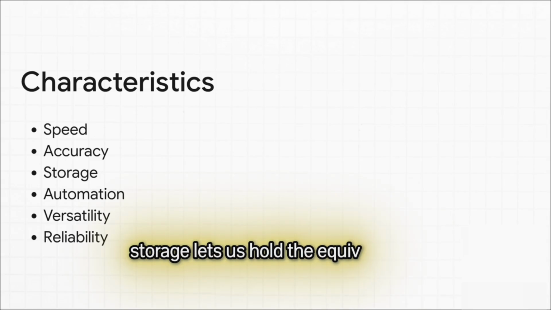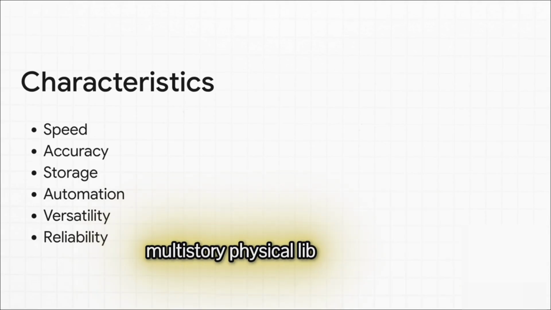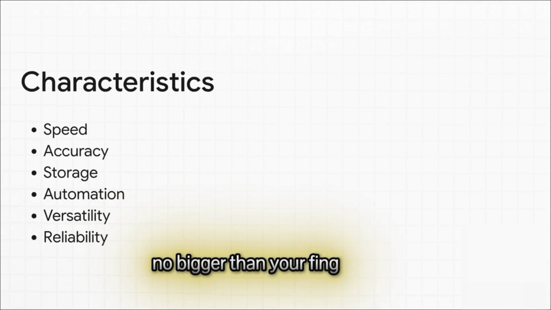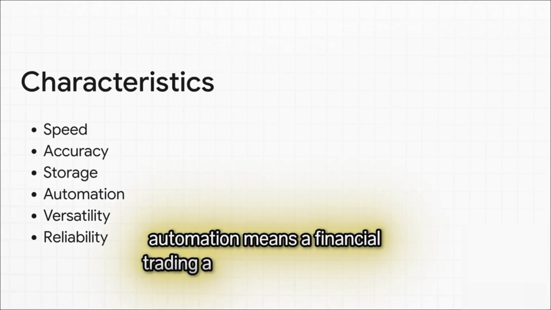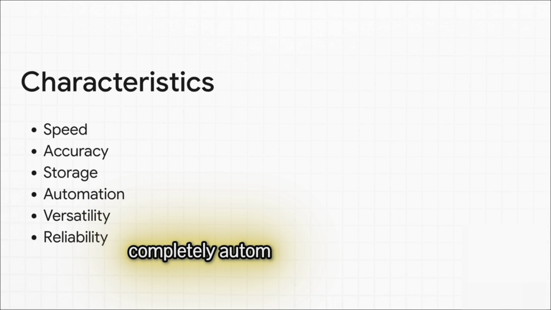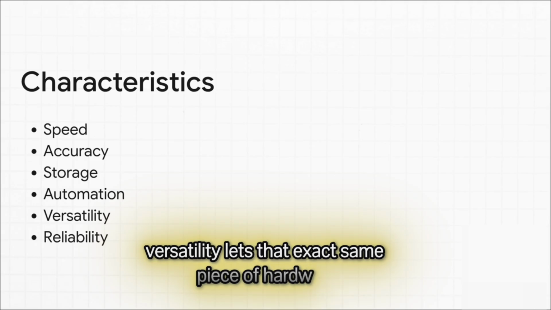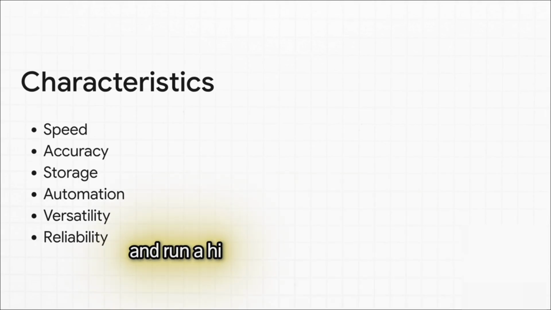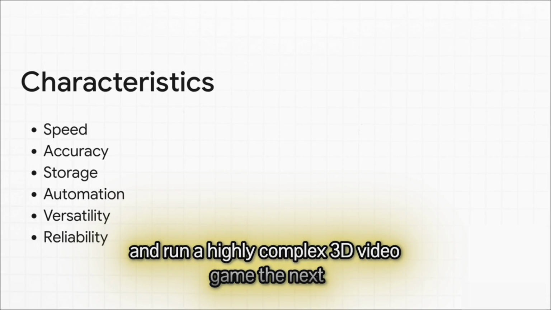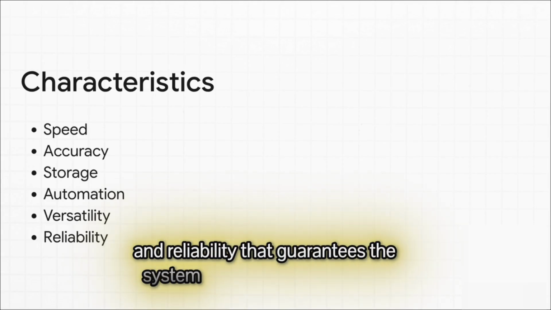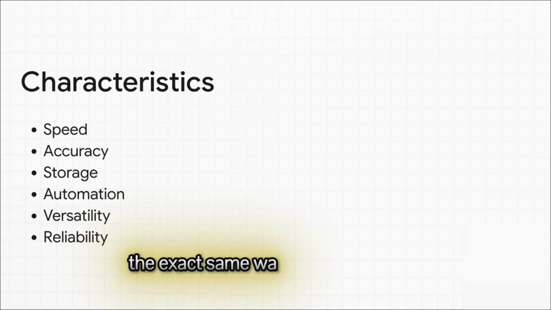Storage lets us hold the equivalent of a massive multi-story physical library on a piece of silicon no bigger than your fingernail. Automation means a financial trading algorithm just executes trades completely automatically while you're fast asleep. Versatility lets that exact same piece of hardware process a spreadsheet 1 minute and run a highly complex 3D video game the next. And reliability, that guarantees the system will perform these tasks the exact same way, time after time, without its logic ever degrading.